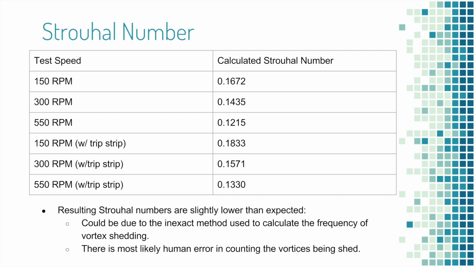Displayed above are the calculated Strouhal numbers at each wind tunnel RPM, both with and without a trip strip on the cylinder. As seen in the table, the numbers are slightly lower than 0.2, with the highest being 0.1833. This is most likely due to the low precision method we used for flow visualization, capture, and analysis.